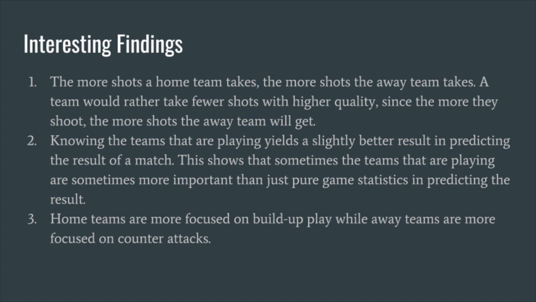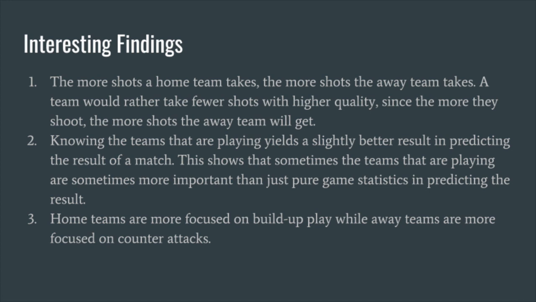We found we had three interesting findings. The first was the more shots a home team takes, the more shots the away team takes. What this means is teams tend to be more open if they're trying to take more shots, and thus they are conceding more shots, which means a higher chance they actually concede. What they want to do is take fewer shots with higher quality, since that way they'll have a higher chance of scoring because more of their shots will end up on target, but also it means the fewer shots the away team will get, which means the less chance they have of conceding.